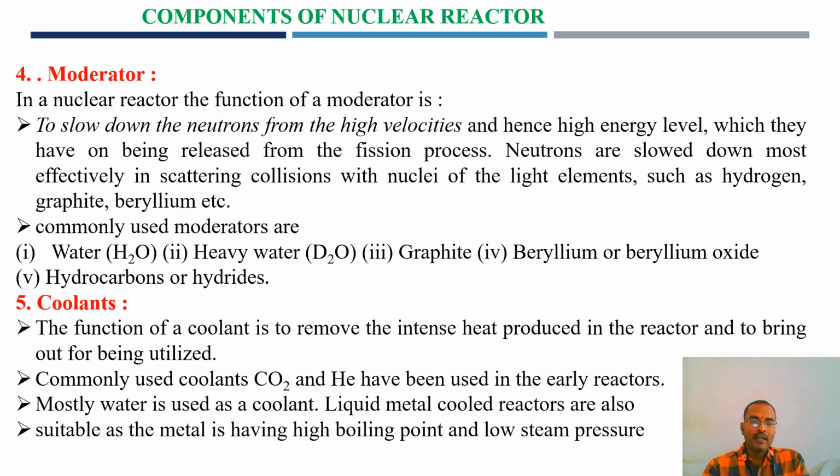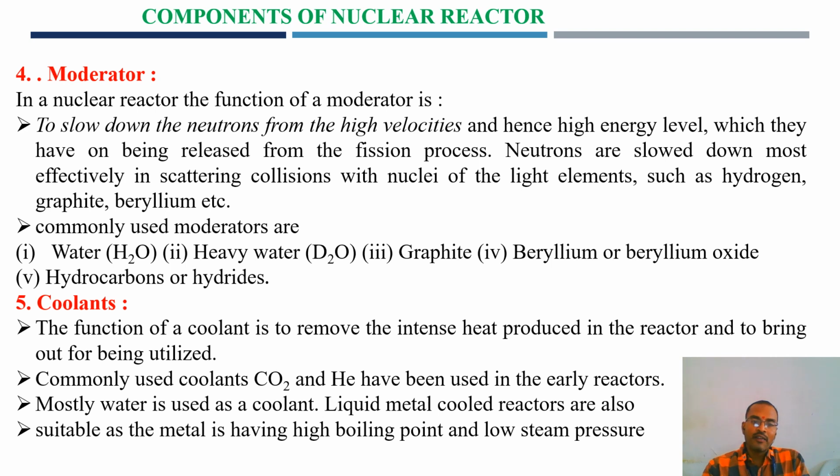Moderator. In a nuclear reactor, the function of the moderator is to slow down the neutrons from the high velocities and hence high energy level, which they have on being released from the fission process. Neutrons are slowed down most effectively in scattering collisions with nuclei of the light elements such as hydrogen, graphite, beryllium, etc. Commonly used moderators are water, heavy water, graphite, beryllium or beryllium oxide, hydrocarbons or hydrates.